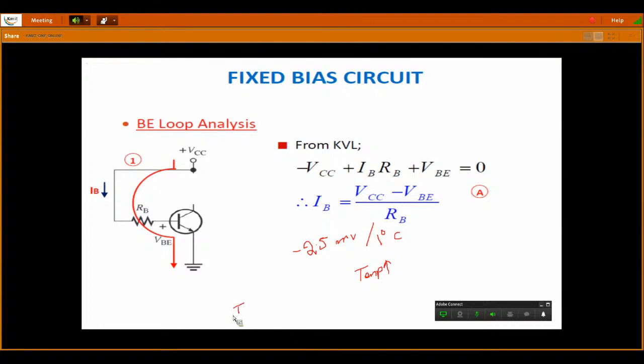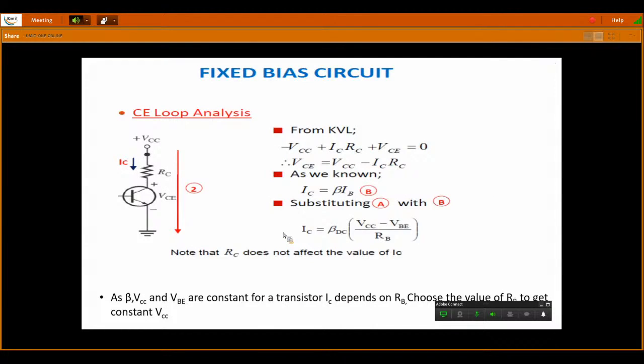Hence the output collector current, in common emitter configuration, IC is equal to beta times IB. So IB depends on VBE, and it also depends on beta. This beta is temperature dependent, and IB is also temperature dependent due to VBE. Hence this has poor stability, because the base current as well as the collector current depend on temperature.